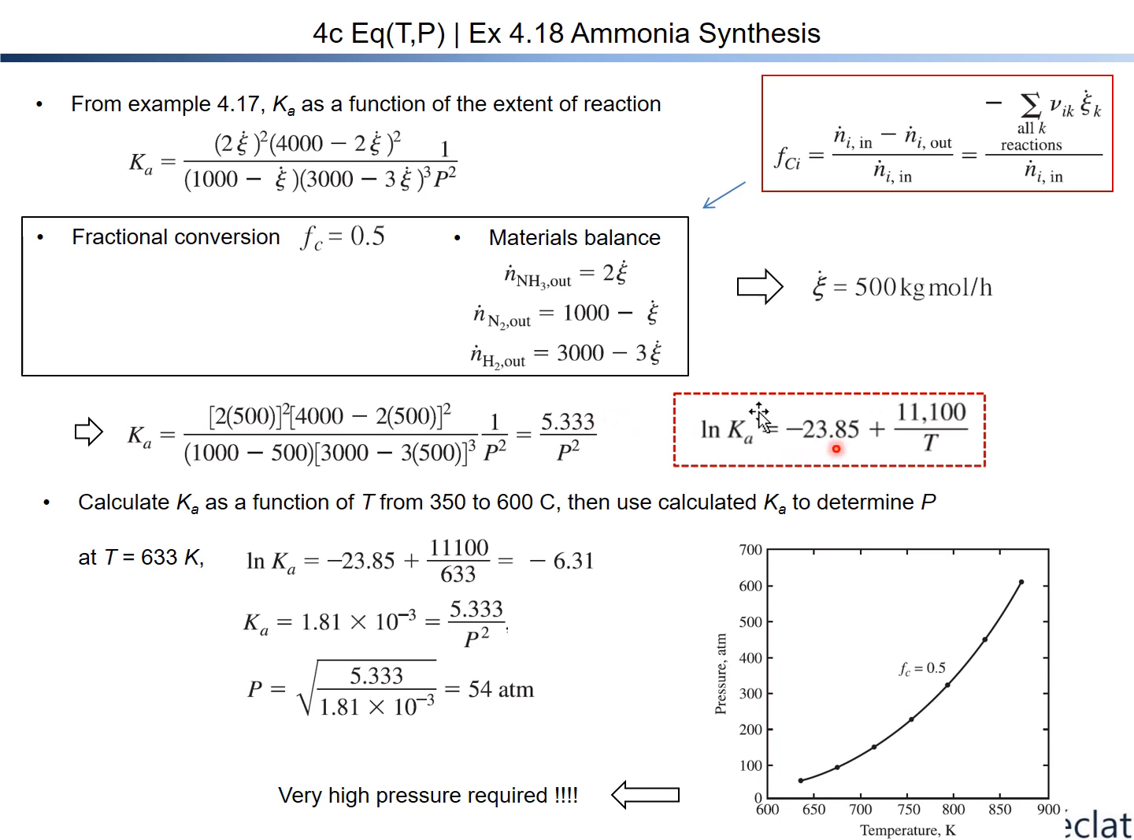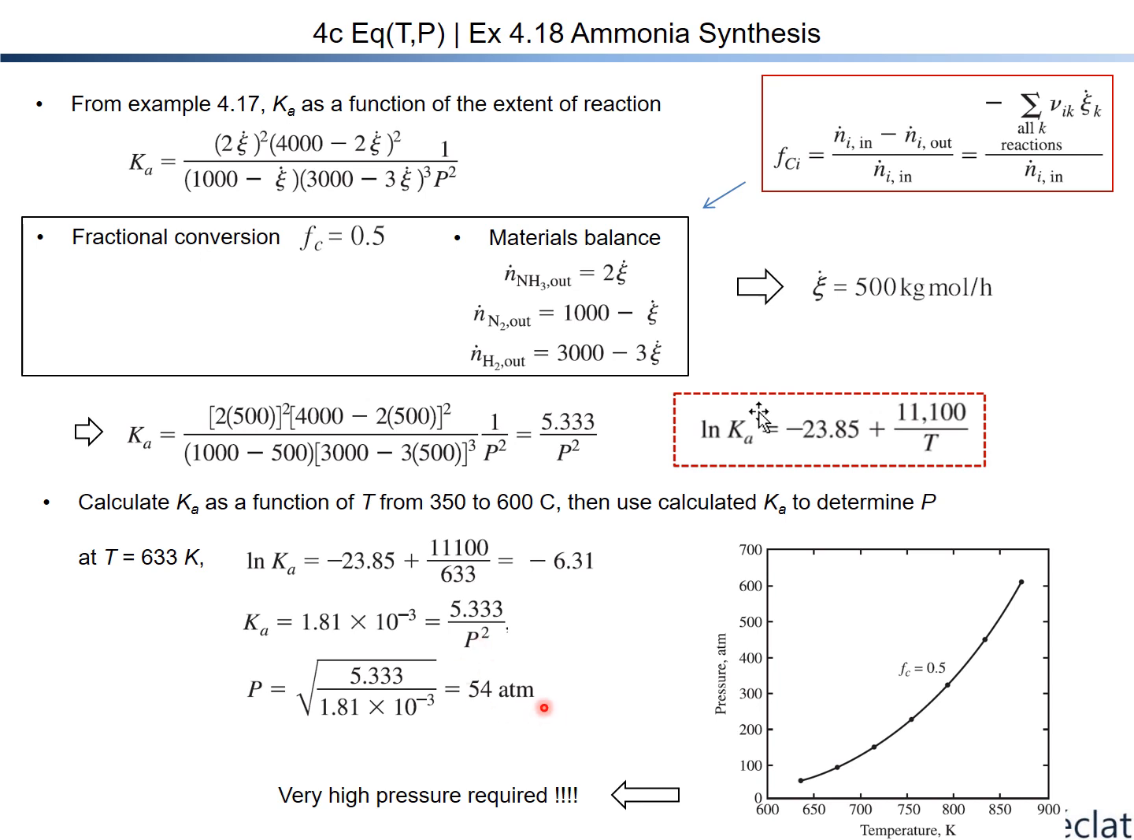And the other thing is the equilibrium constant as a function of temperature. Then this one is equal to this one. So we could obtain the relationship between temperature and pressure. For example, at 633 K, you could calculate the Ka value, like Ka is equal to 10 to the minus 6.31, which is equal to the function of the pressure. Then finally you can obtain the pressure value like 54 atm.